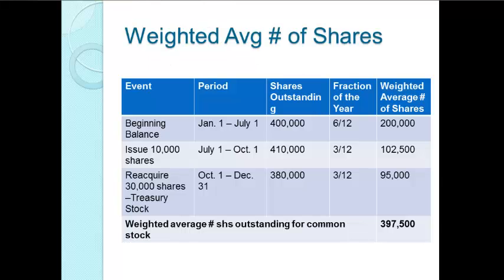The first step in calculating basic EPS is to get the weighted average number of shares. To do this, you make this table with the three events that happen: the period, the shares outstanding, and the fraction of the year. And then the total for the weighted average number of shares outstanding for common stock comes to 397,500.